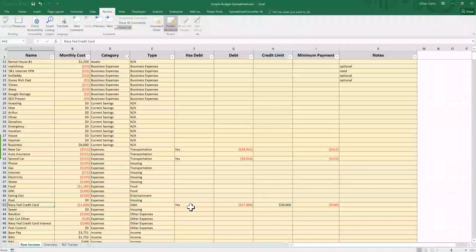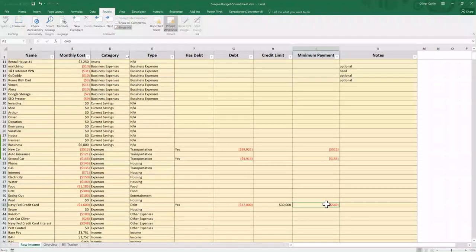This is a credit card. Has a loan? Yes, I owe $27,000. It's a $30,000 limit, and the minimum payment is $540. But you can see I'm paying $1,600 every month because I'm trying to pay it down. And if you have credit card debt you're trying to pay down, obviously I recommend you do that as well.